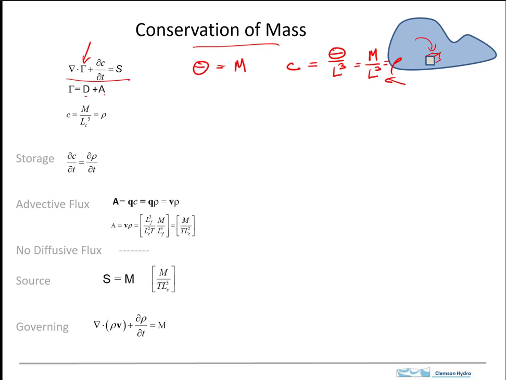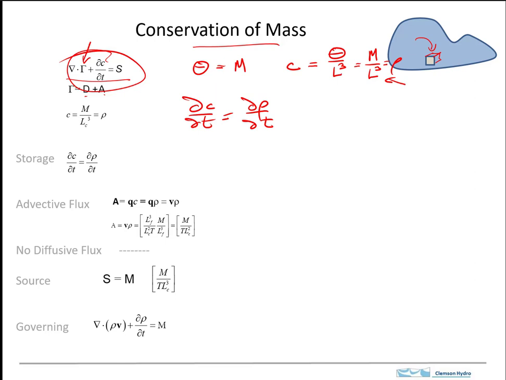So that allows us then to start looking at these individual terms, and the first one that we'll do is the storage term. So dc dt, I mean, this is pretty straightforward. C is identified as the fluid density, so we just get the rate of change of the fluid density with time.